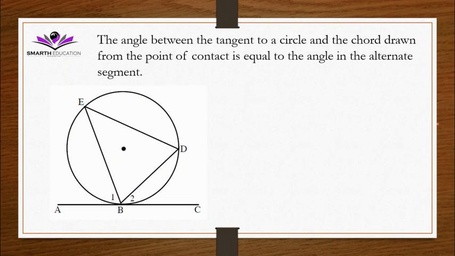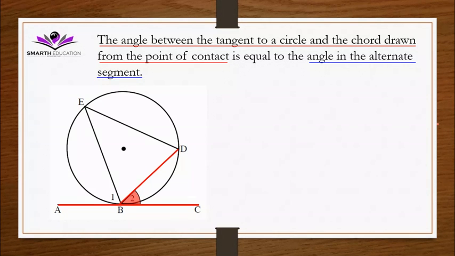Now, what does this theorem say? An angle between the tangent to a circle and the chord drawn from the point of contact. This is the tangent and the chord, drawn from the point of contact B. This angle here, B2, is the angle we're talking about. The angle between the tangent to a circle and the chord drawn from the point of contact is equal to the angle in the alternate segment.